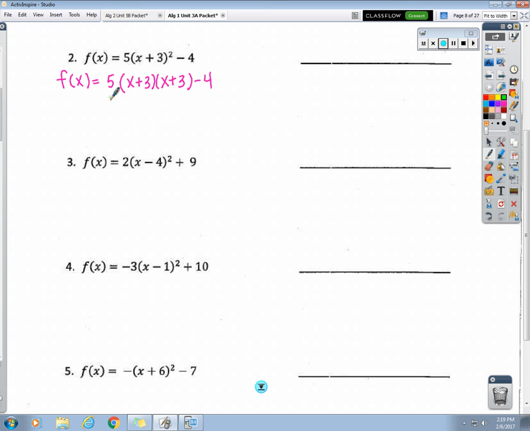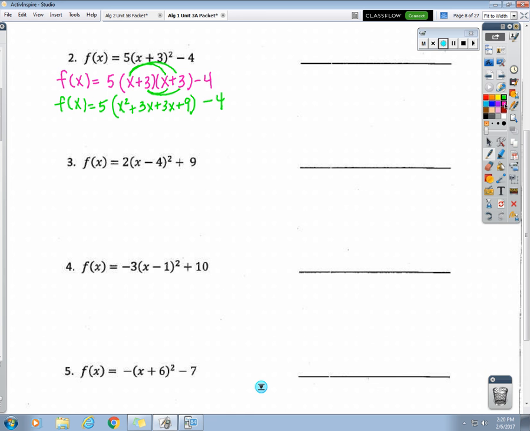Okay, so then in the next step, I'm going to continue bringing down the 5, and I'm going to continue bringing down the minus 4 at the end. But I'm going to go ahead and multiply those two binomials by double distribution, or what we call FOIL. X times x is x squared. X times 3 is 3x. Then you have to distribute this to both of those. 3 times x is 3x, and 3 times 3 is 9.